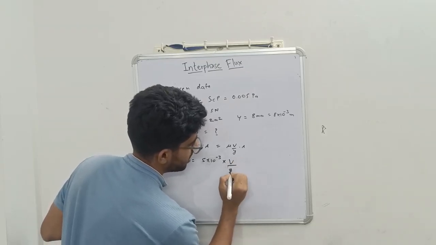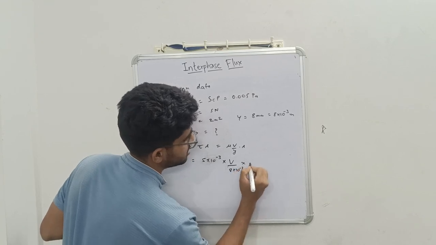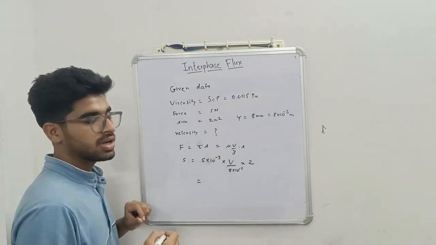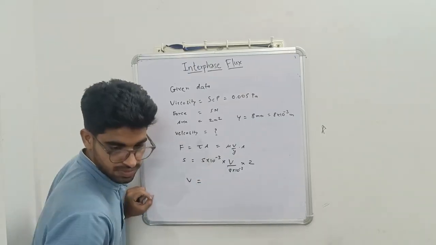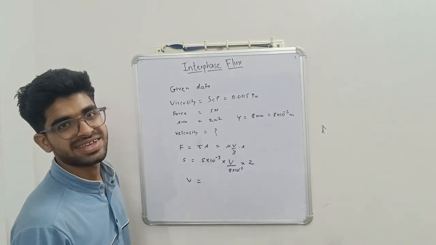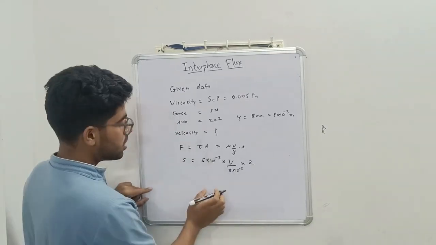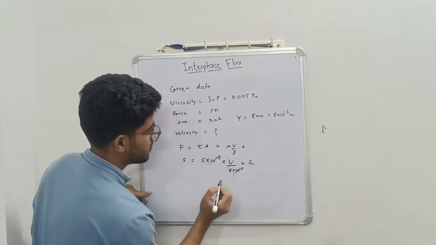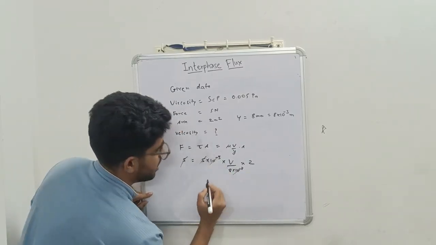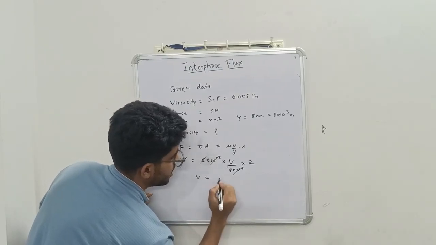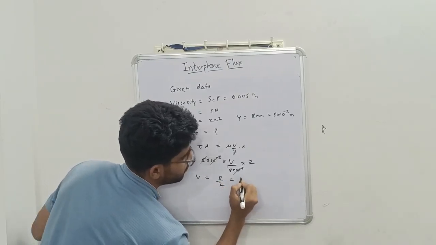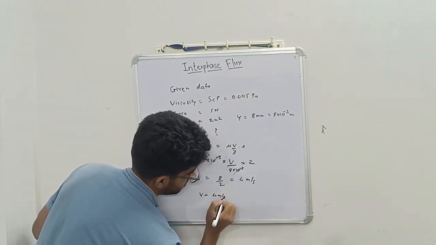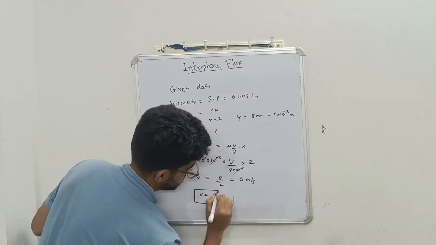and y is equal to 8 into 10 to the power minus 3, and area is 2 meter square. Now after solving all the given data, we are going to find the velocity. The 10 to the power 3 and 5 will be cancelled out, and what is remaining? V is equal to 8 upon 2, which is equal to 4 meter per second. And this v is equal to 4 meter per second, the new velocity which is applied on the upper plate.